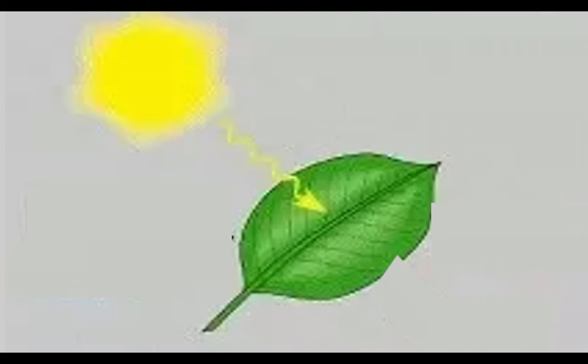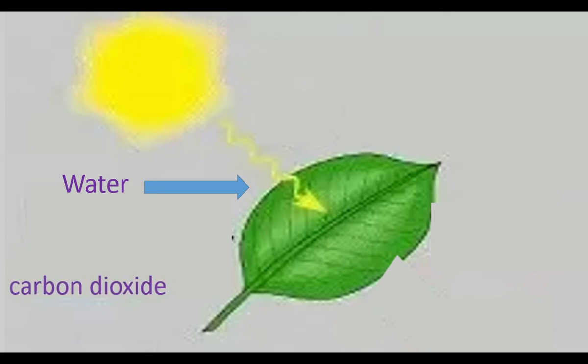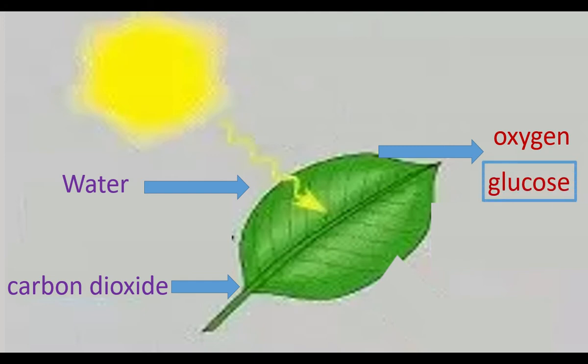Green plants prepare food by using sunlight. In this process, water is taken inside, carbon dioxide is taken inside, oxygen is sent out, glucose is produced. In plants, the glucose is converted into starch. Starch is stored in fruits and other parts. Glucose and starch are carbohydrates.